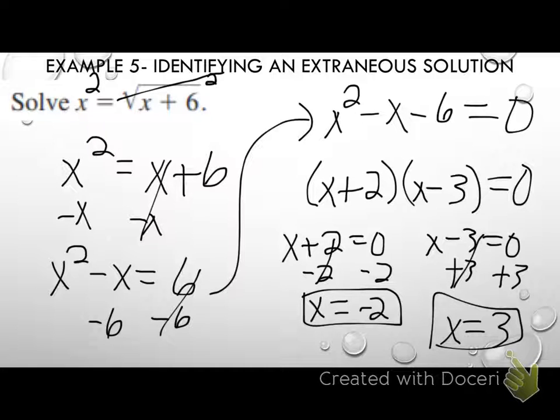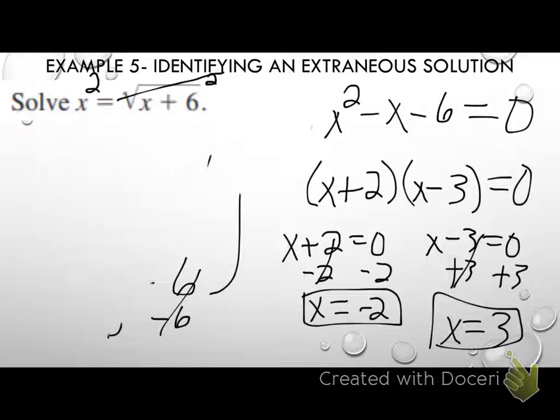So it looks like -2 and 3 are my solutions, correct? What do I need to do, though, just to make sure that they are solutions? Plug them in to check them. Can I erase this left-hand side of the board? Sure. Give myself room to check. So I'm plugging into this original equation. Let's start with -2. Anytime I see an x in my original equation, I replace it with -2.